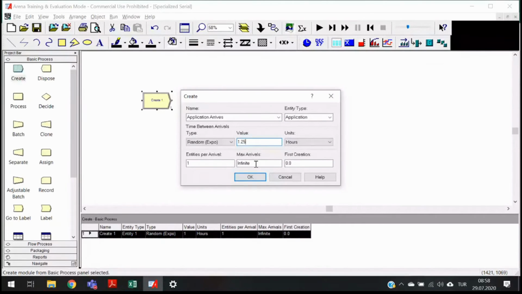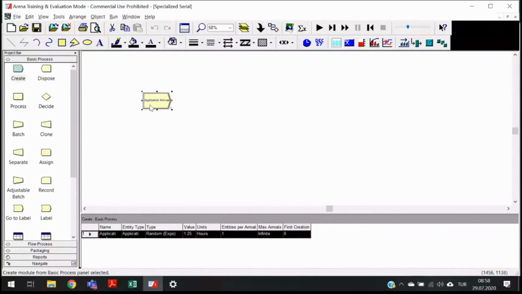We are going to limit the simulation length by how? By the simulation parameters, okay? Not from here. So the maximum number of arrivals is infinite. So as long as we do not terminate the simulation, the arrivals are going to continue infinitely. And the first creation is at time 0, so we can still write it here. And when we click OK, we are going to see our arrival process.